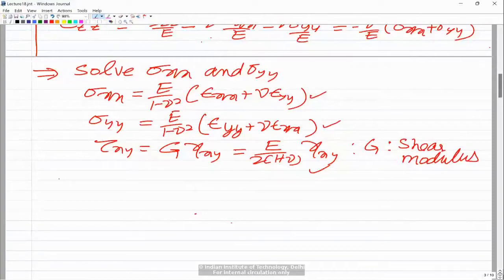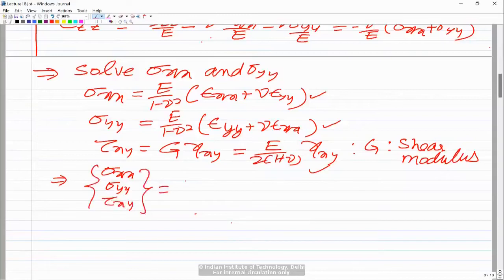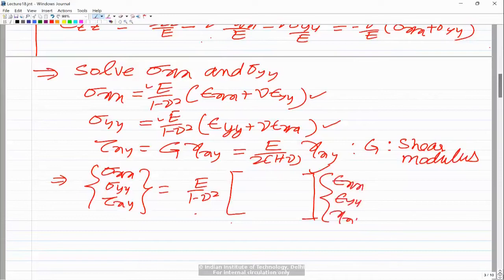So now ultimately, of course, in the finite element, we want to express everything in terms of matrix vector relationship. So we can put this in the matrix form. We can say that sigma xx, sigma yy, and tau xy is equal to... Now, if you look at both these relations, I have E upon 1 minus nu square common. So I can take that as common, and then a matrix in between. And this side I can have strains epsilon xx, epsilon yy, and gamma xy.